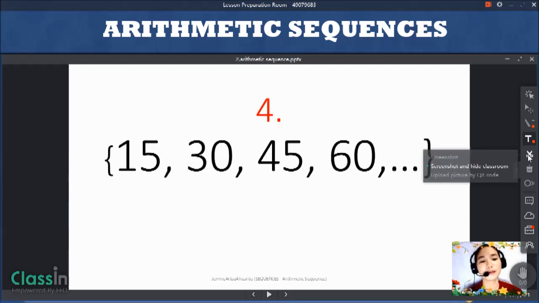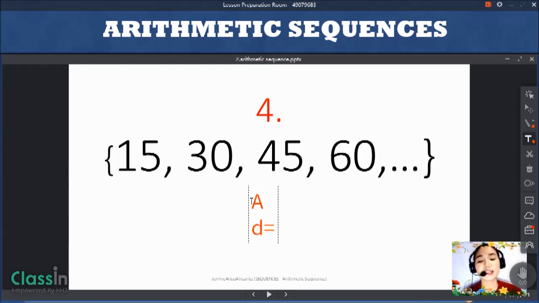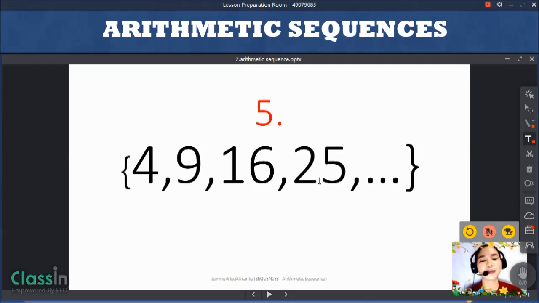Number 4. For number 4, we have the sequence 15, 30, 45, and 60. Is it an arithmetic sequence? Write your answer. The answer is A, because there is a common difference. And what is the common difference? That is 15. Now we are down to the last one.